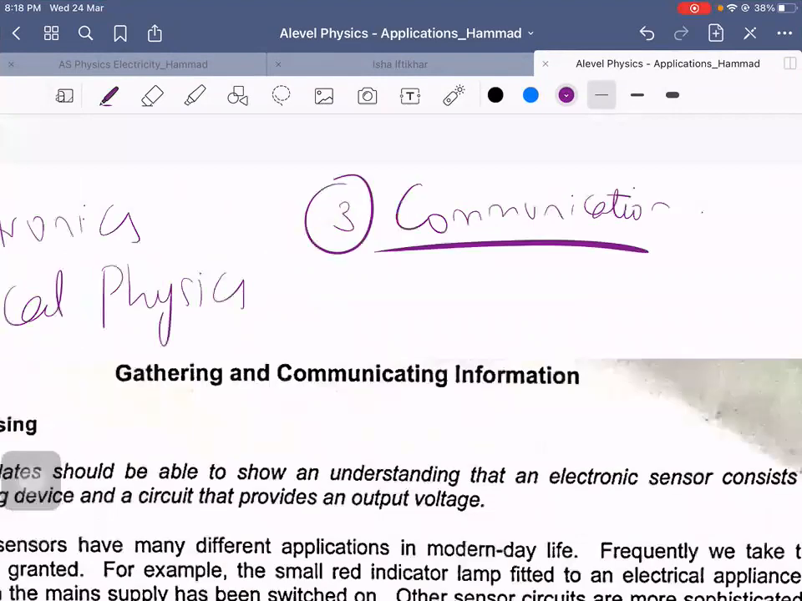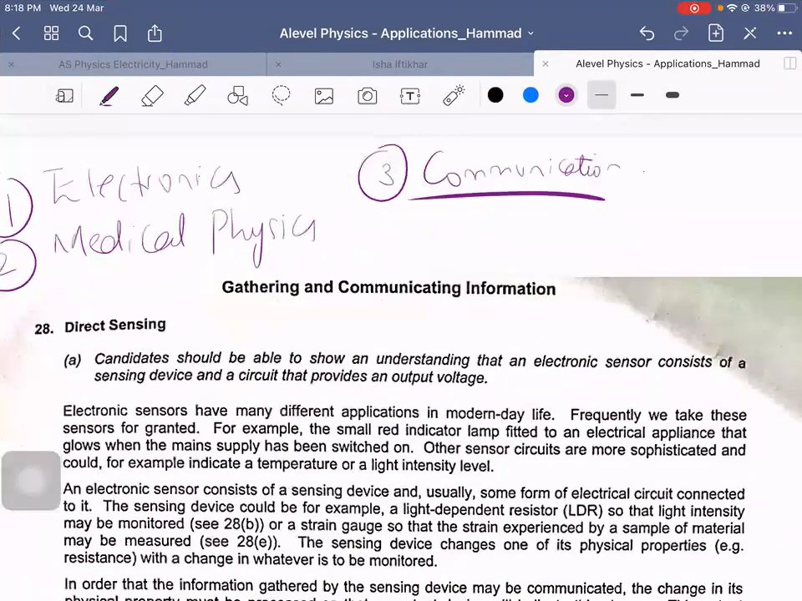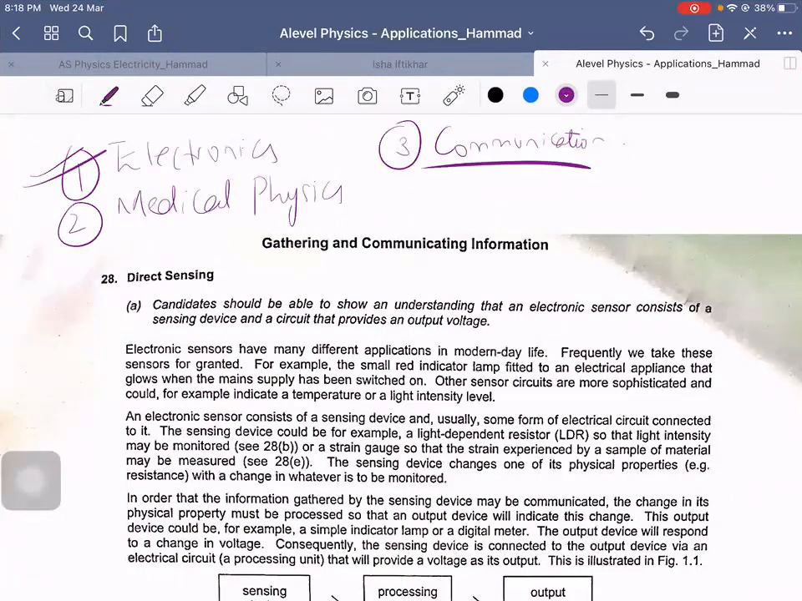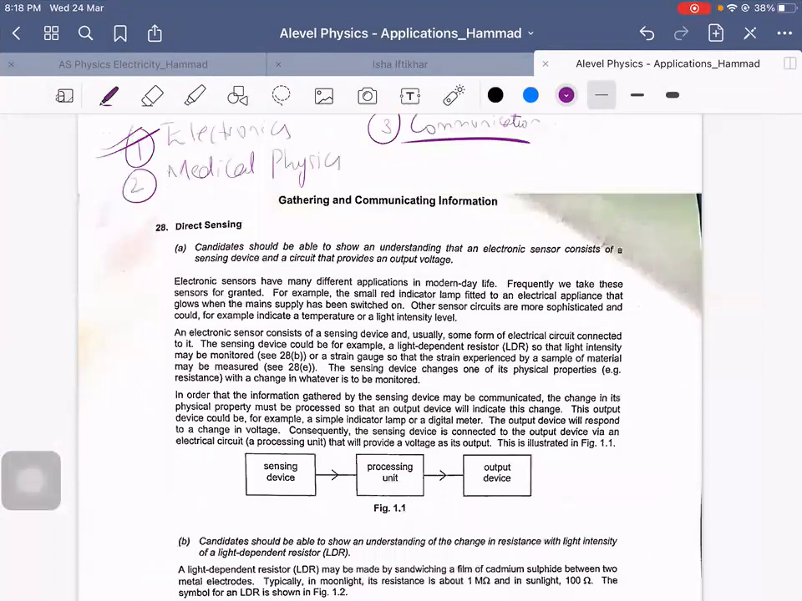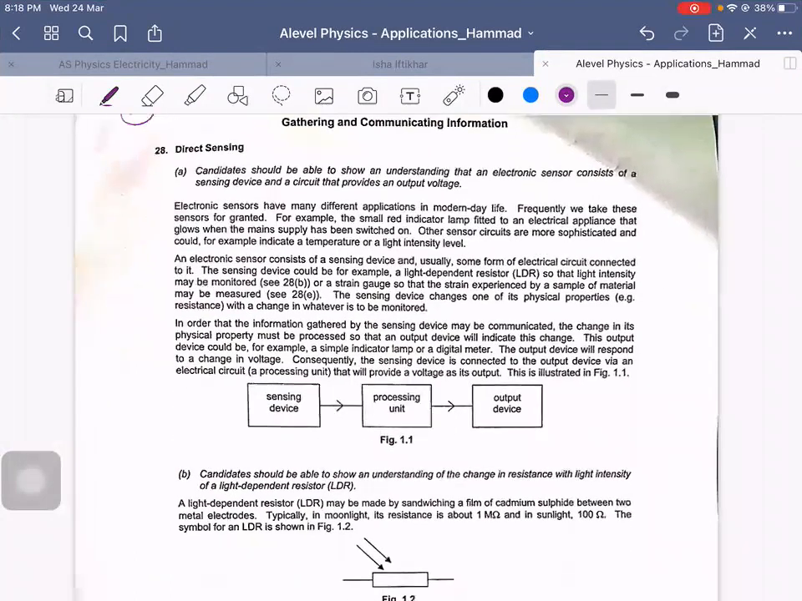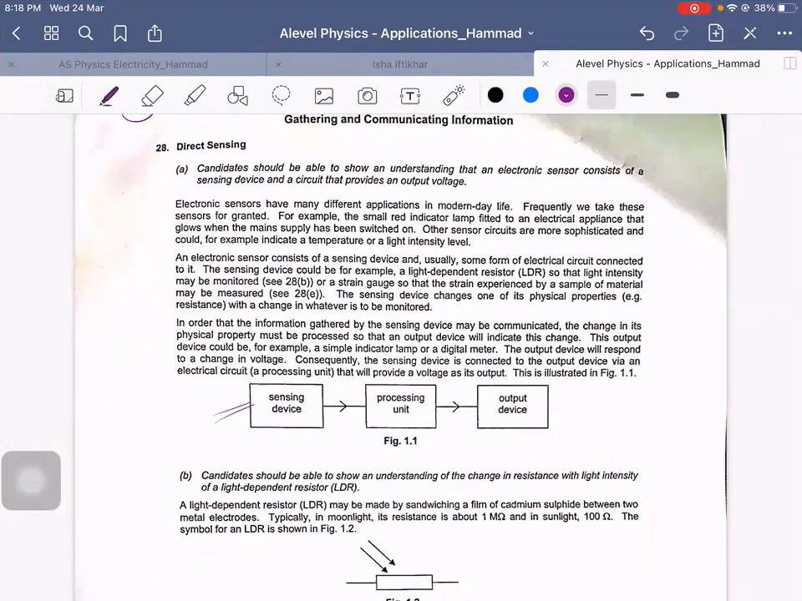We start off with electronics first. Okay. For any electronic sensor or any electronic component, you need to understand that there needs to be a sensing device which senses the entire thing. It will pass the information to a processing unit and then show the results on an output device.